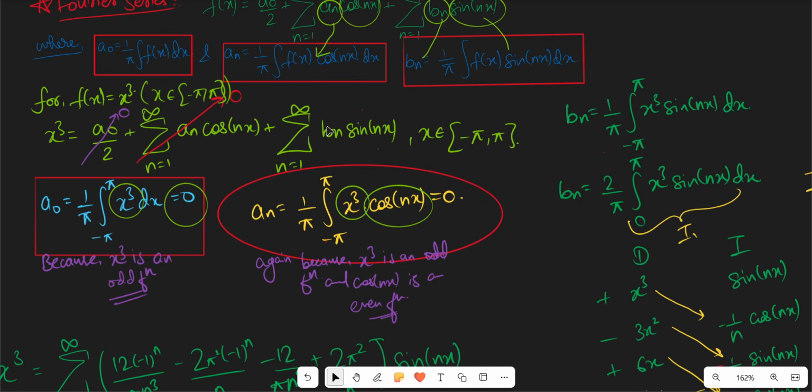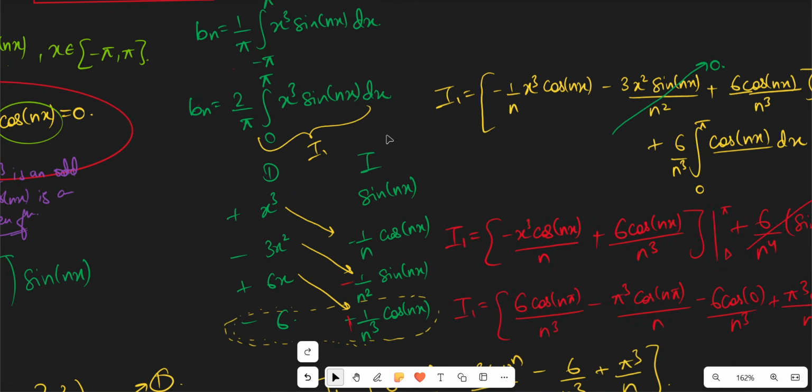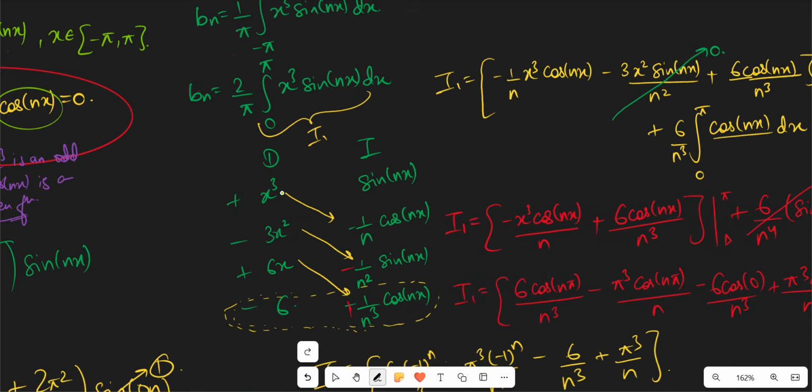But when we talk about bn, right? There is bn I've written. When you look at it, this is an odd function. This is also an odd function. So odd times odd is positive. So we don't need to worry about that, and we are going to evaluate this integral. The steps are written over here, and I think I should explain it to you.